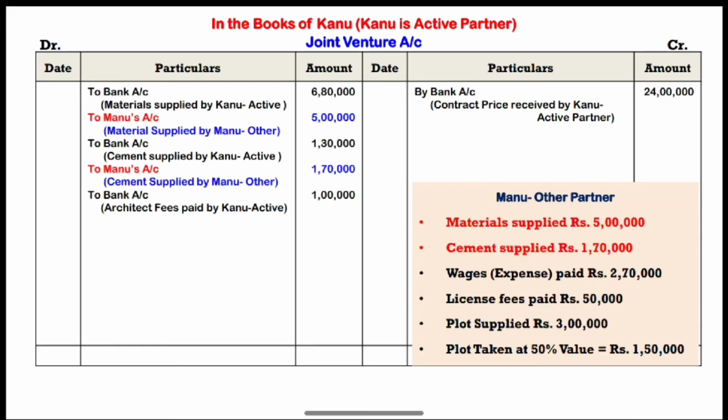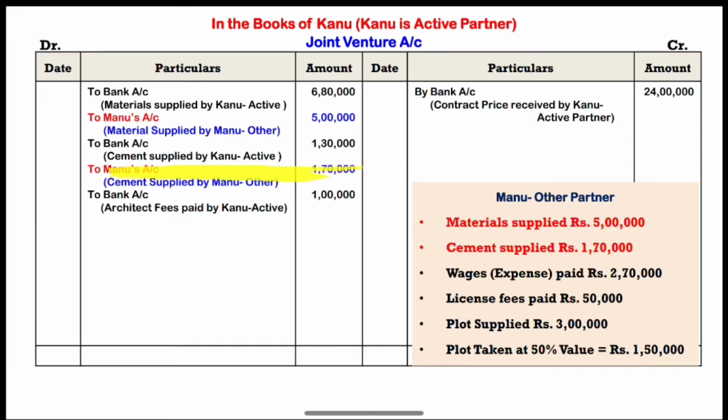We have another partner, that is Manu. Manu is the other partner. So all the transactions of Manu, in that we have materials supplied, cement supplied. Joint venture માં માલ સામાન આવે છે, cement આવે છે, materials આવે છે. So joint venture account debited to Manu's account.